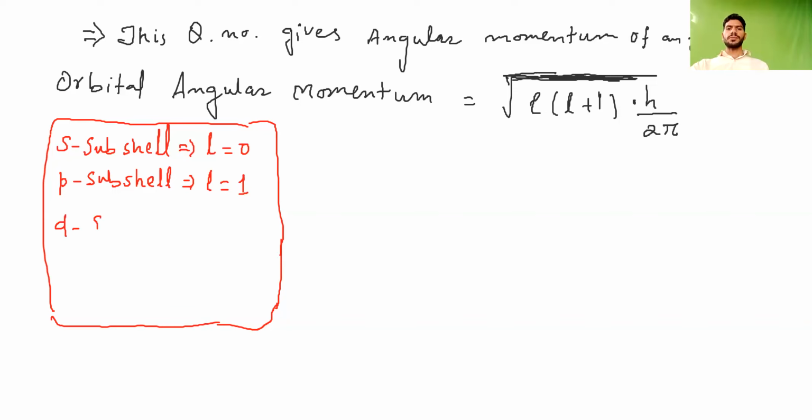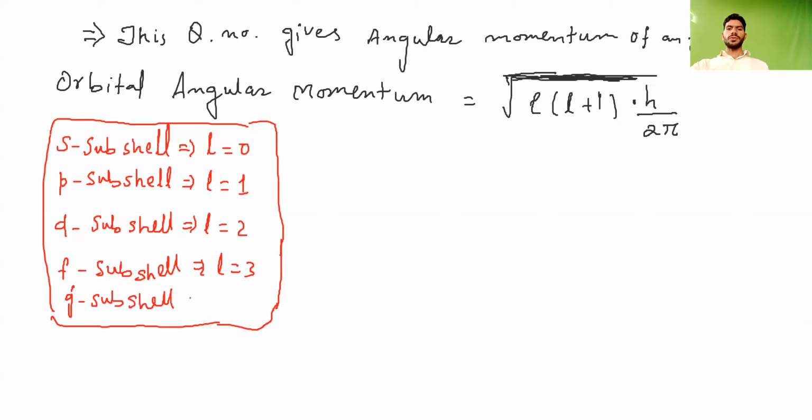And for D subshell, what will be the L value? L value will be 2. We have actually seen it in the previous slide. You can just check it out there. For F subshell, L value is always equal to 3. So similarly, can you tell me what will be the L value for G subshell? L value will be equal to 4. So it is just like this: 0, 1, 2, 3, and 4. So you have to remember this L value for different types of subshells.